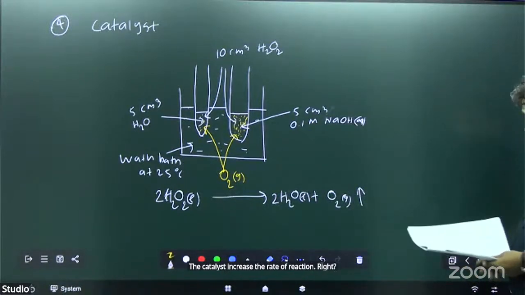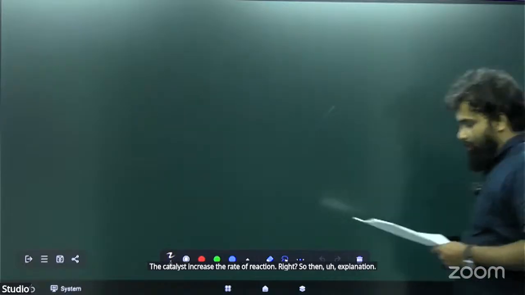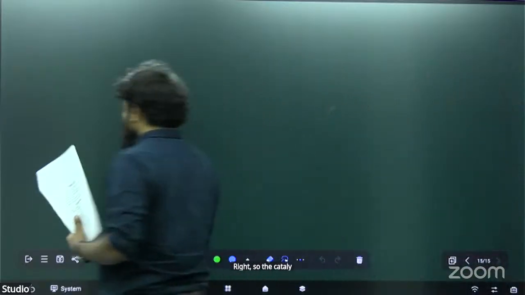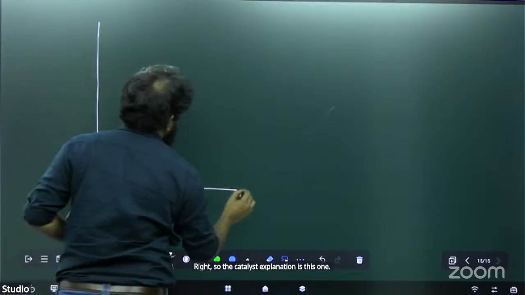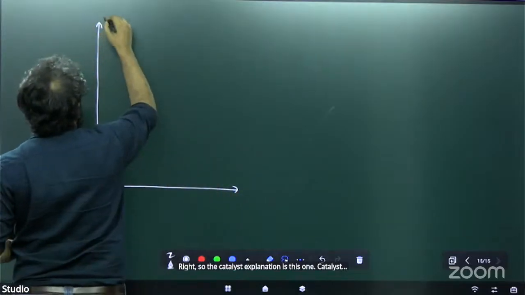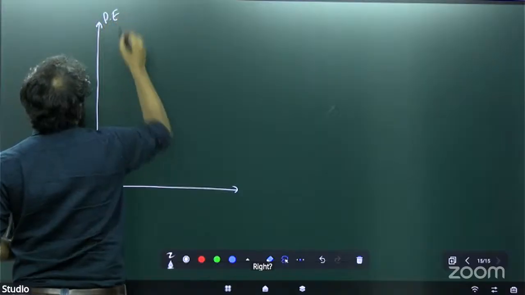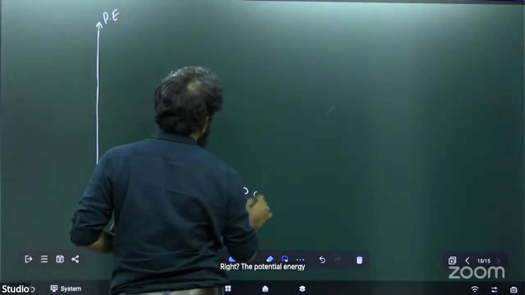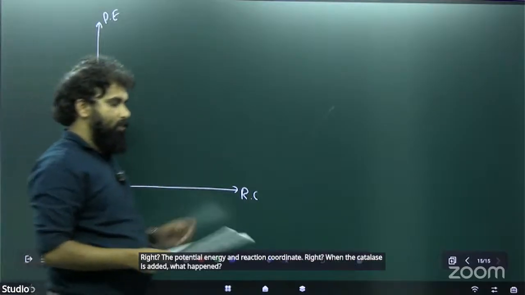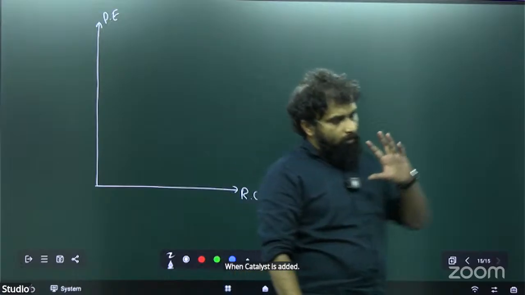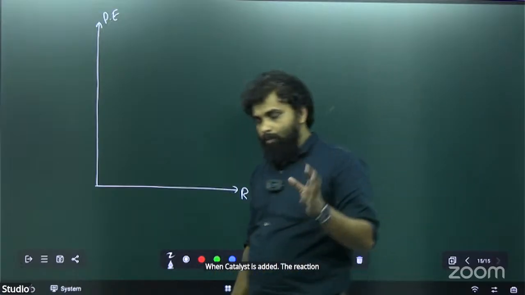So then the explanation. The catalyst explanation is this one. Catalyst, right? The potential energy and reaction coordinate, right? When the catalyst is added, what happens? When catalyst is added, the reaction way, which we know as a mechanism, changes.